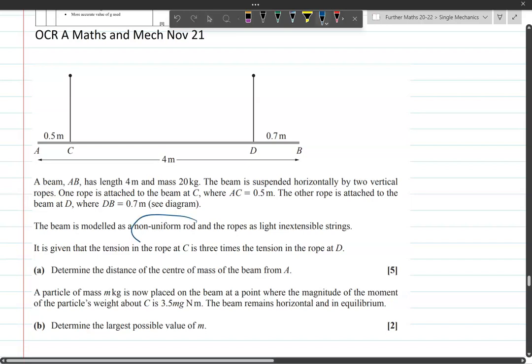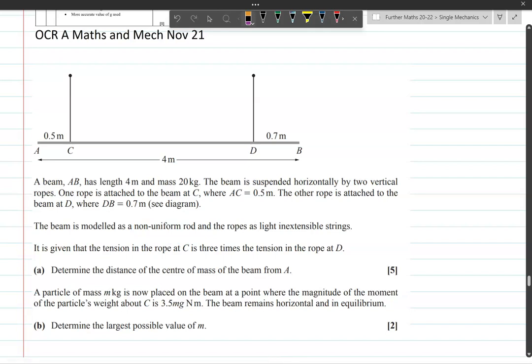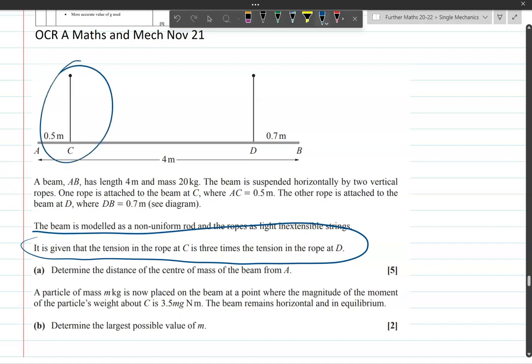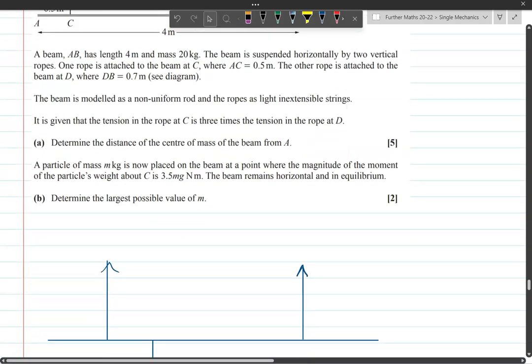I suppose the key thing is it's not uniform, and it wants us to find the position of the centre of mass. And the other key bit is the tension in C is 3 times it is in D. Now you have a sense that the centre of mass is going to be closer to here, because if it were somewhere in the middle, obviously it's not symmetrical, so never going to be exactly, but there wouldn't be much difference in the tensions. Whereas if the centre of mass was around there somewhere, you have a sense that the tension would be more there to counteract it. But let's get on with the question then.